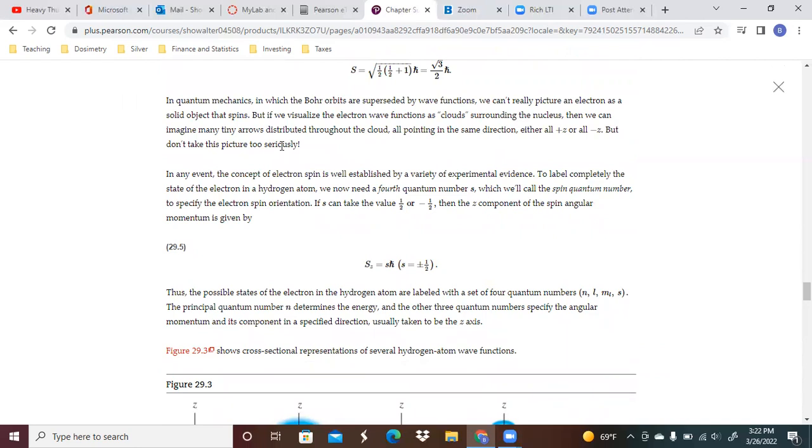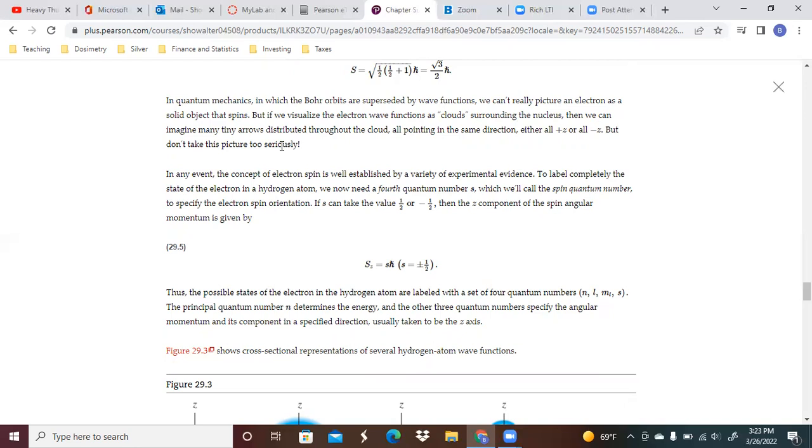In quantum mechanics, in which the Bohr orbitals are superseded by wave functions, we cannot really picture an electron as a small object that spins. But if we visualize the electron wave function as a cloud, then we can imagine many tiny arrows distributed throughout the cloud, all pointing in the same direction, either plus z or minus z. But take that with a grain of salt. In any event, the concept of electron spin is well established by a variety of experimental evidence.